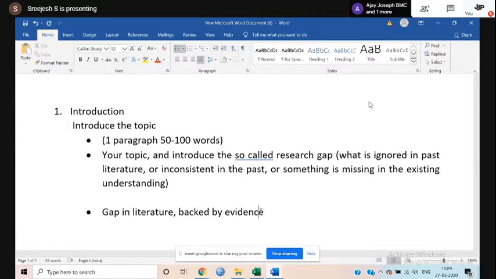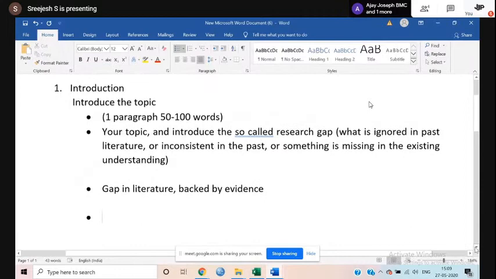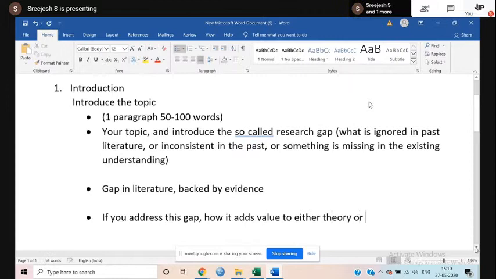That would be the second para. And in most cases, I'll introduce my research gap in the second para. And in the third para, every time the gap should be backed by evidence. I'll say that as per this theory, this is very important to examine this topic because of this reason. And that depends on you. You need to read some published papers so that you can understand. In the third para, you need to introduce the fact that if you address this gap, how it adds value to either theory or practice. Right, I believe all of you understood actually. It means in the third paragraph, what you are trying to say is, if you address this research gap, how it actually adds value to either theory or practice, or probably both.